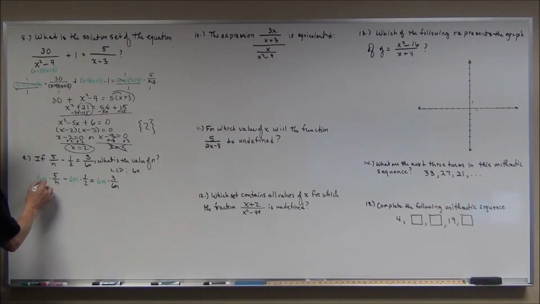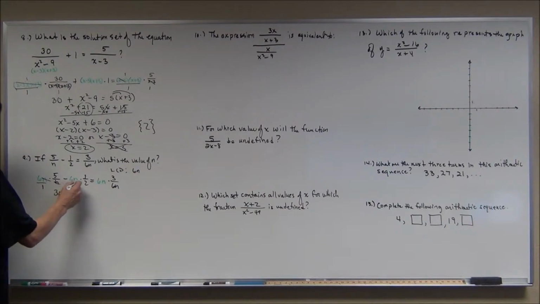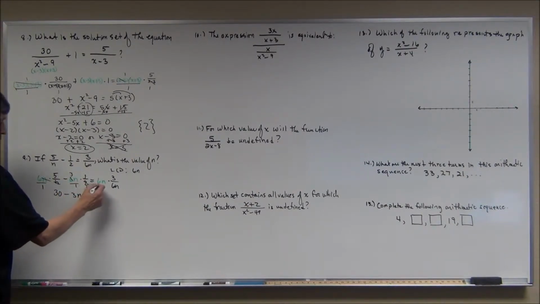Okay, over here, the n's cancel, I get 30 minus, put the 6n over 1, the 2 cancels with a 2 out of the 6, leaves a 3n over 1, 3n. Equals, over here, put it over 1, and it all cancels except for the 3.